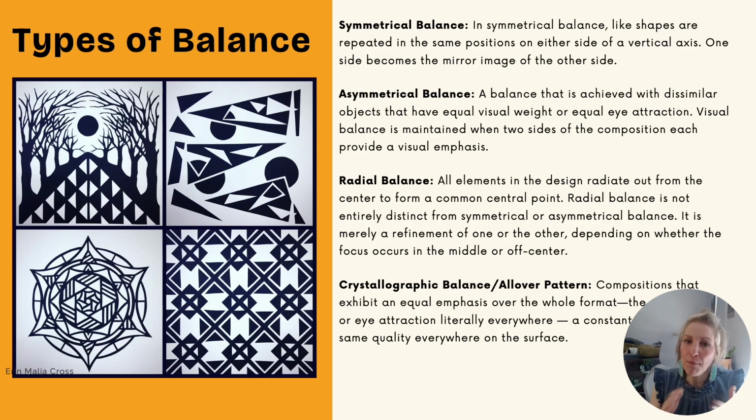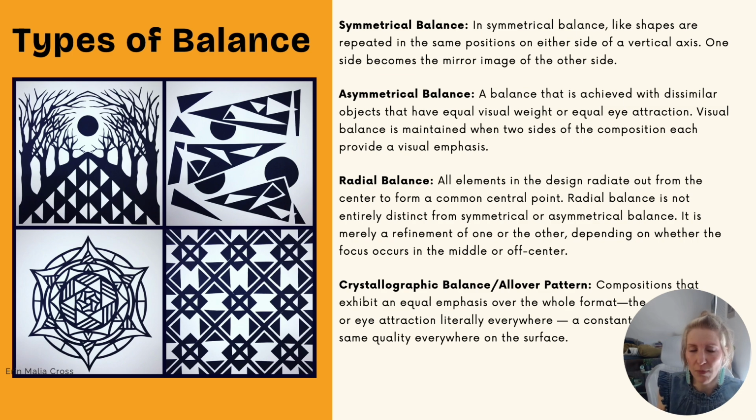Asymmetrical balance is a balance that is achieved with dissimilar objects that have equal visual weight or equal eye attraction. Visual balance is maintained when two sides of the composition each provide a visual emphasis. That example right next to it is asymmetrical. There's a comprehensive amount of visual balance maintained, but there isn't that mirror image, right? That vertical axis or horizontal axis, there isn't the same visual weight distributed on either side.